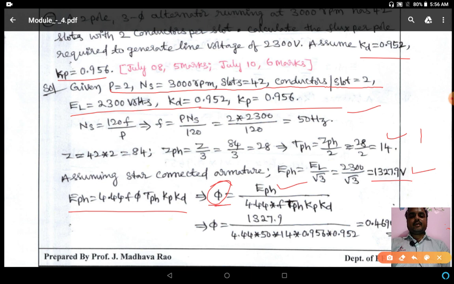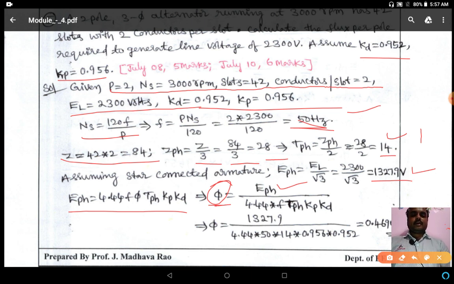And f we will calculate from the synchronous speed. Ns is equal to 120 f by P, f is equal to P Ns by 120. So 2 into 3000 divided by 120 is equal to 50 hertz. You will get f value, right? So next one, Zph equal to Z by 3, right? So Z is equal to 42 into 2, 84, by 3 is equal to 28. Tph is equal to Zph by 2, that is equal to 14.